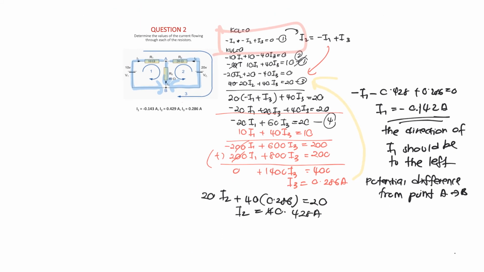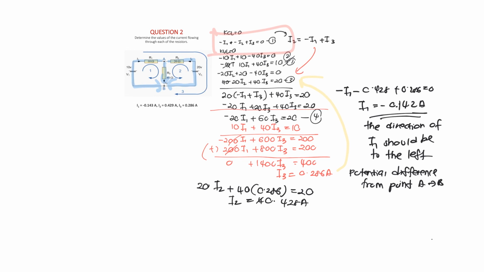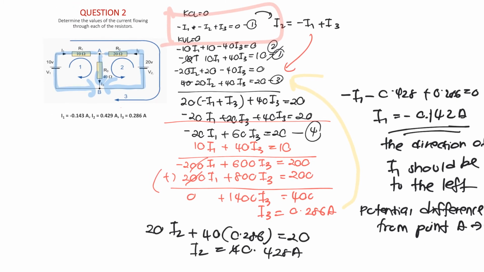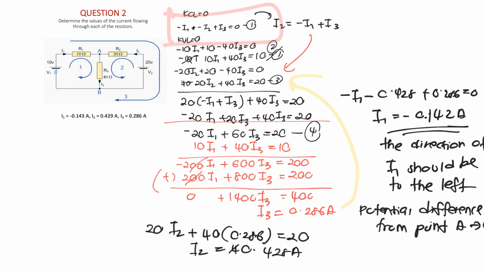For example, please make sure that you take two paths because you want to double check. If you get the same answer, it means that all the currents that you found in the previous part are correct. That's how you check it. So I'm going to choose two paths, which is this one, and then another path is this one. I want to make sure I get the same potential difference.